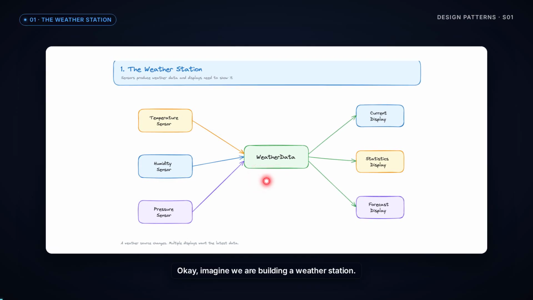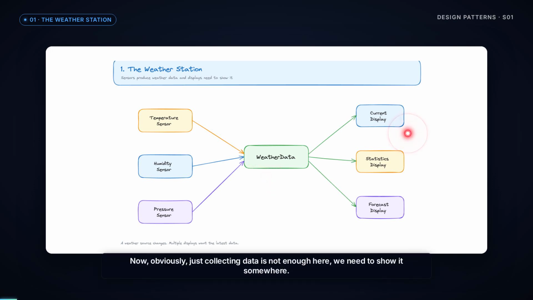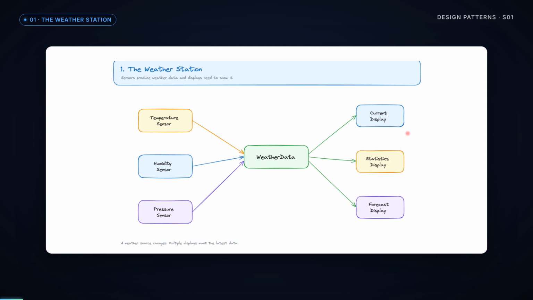Okay, imagine we are building a weather station. It has a temperature sensor, a humidity sensor, and a pressure sensor. These sensors keep sending fresh weather data to our system. Now, obviously, just collecting data is not enough here. We need to show it somewhere.